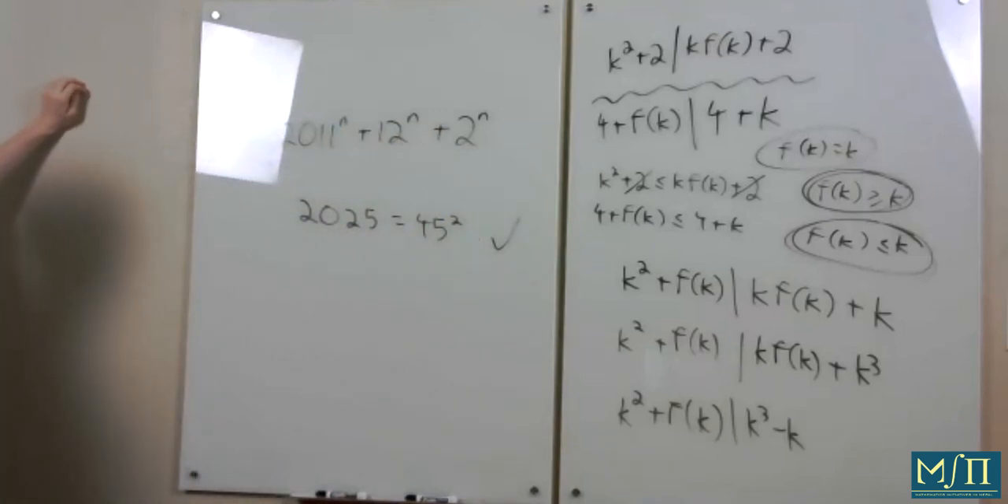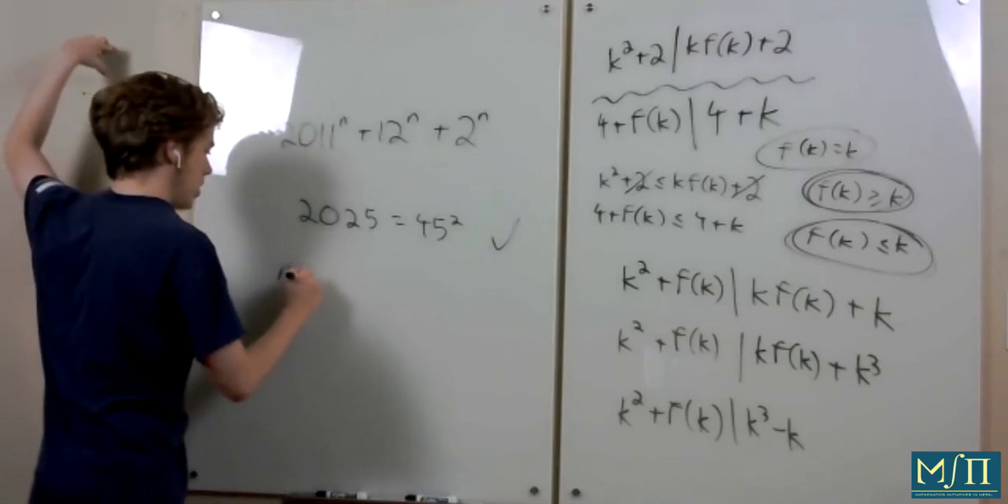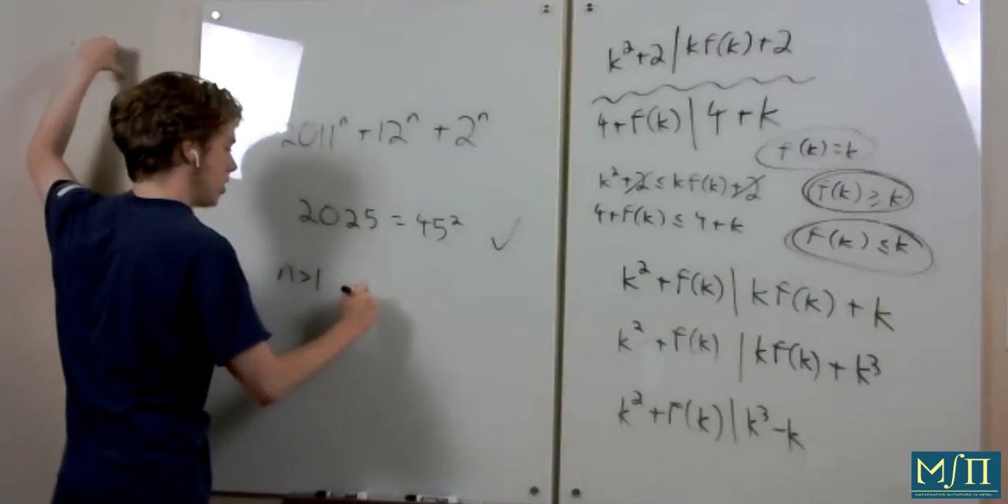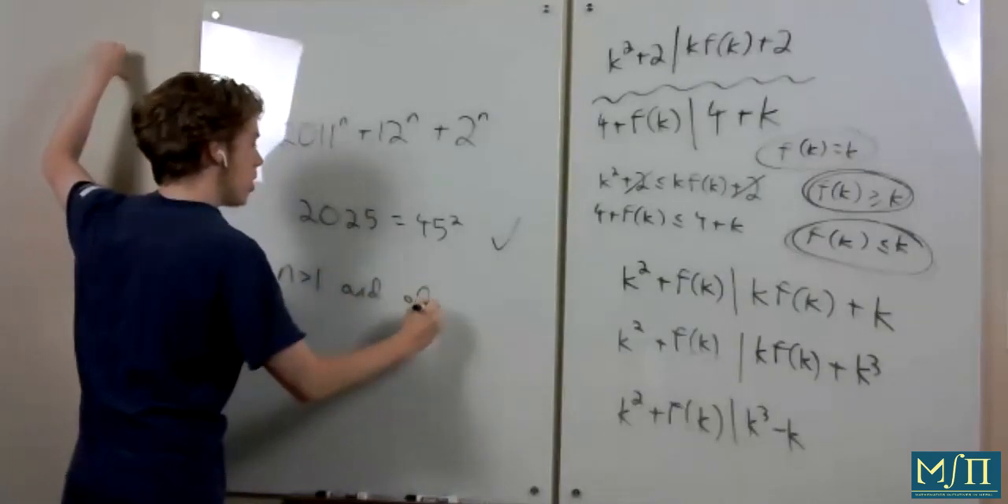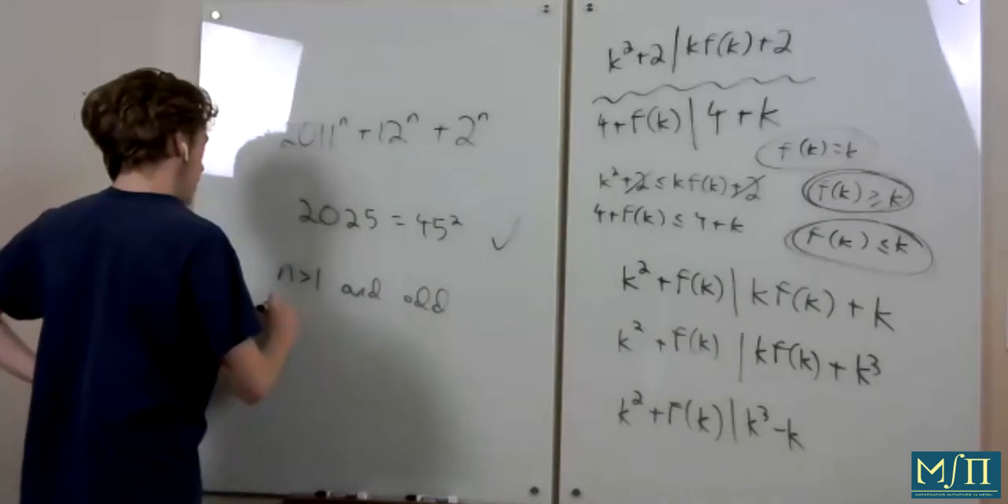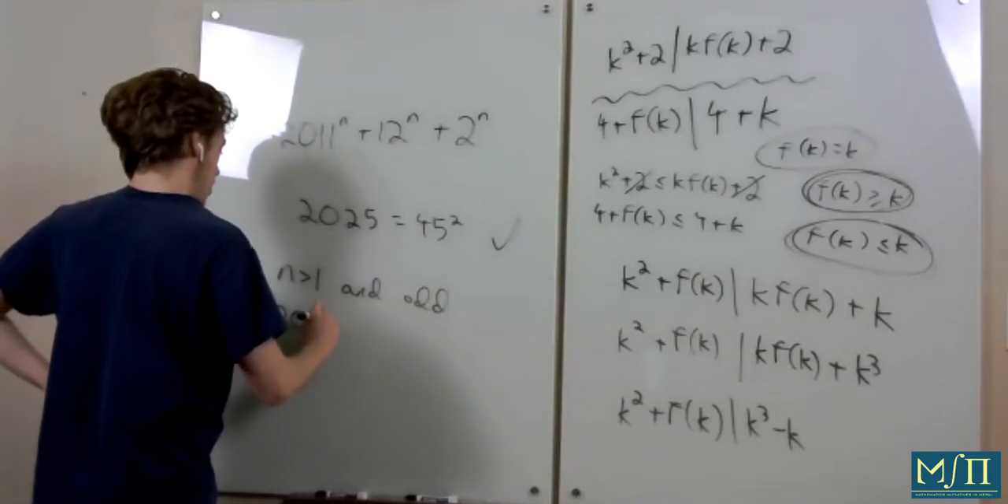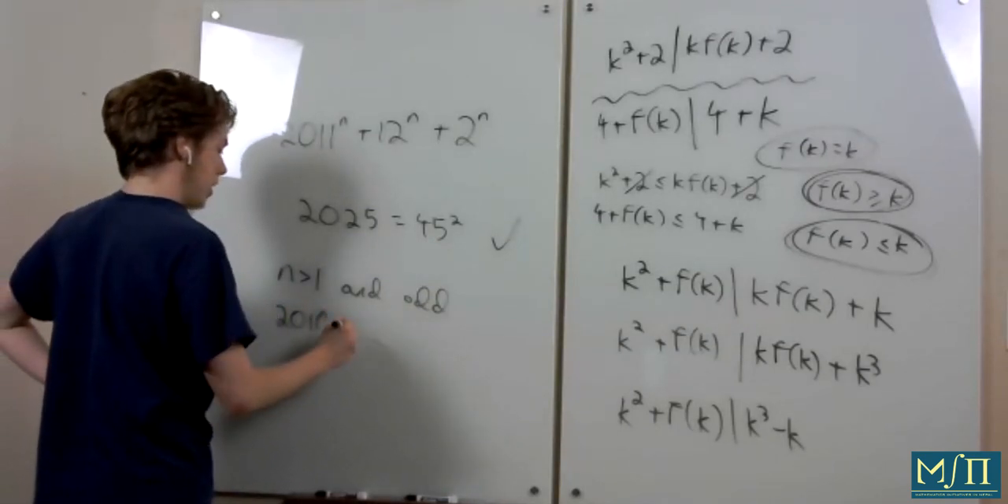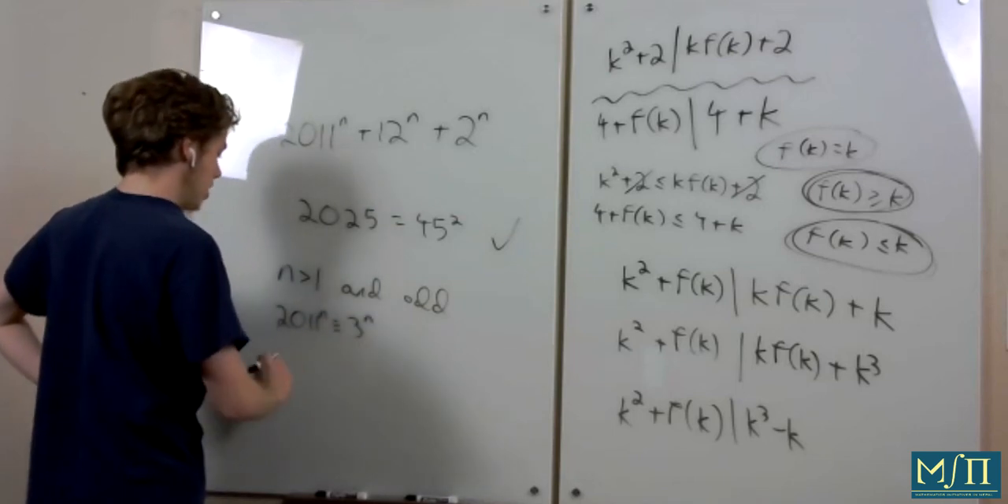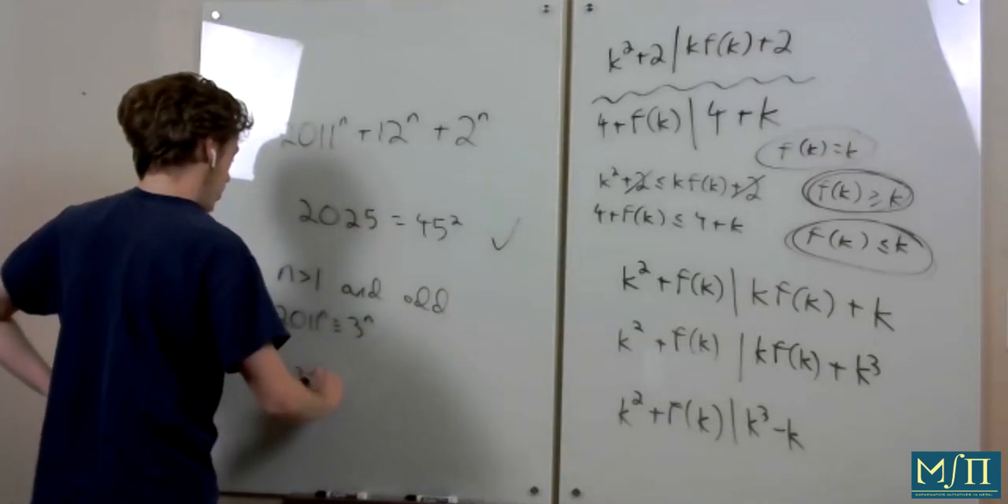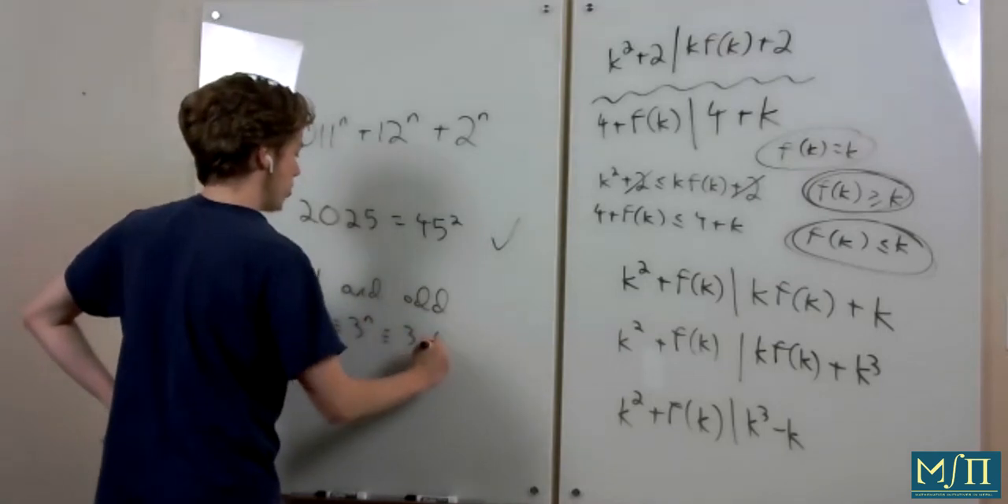And then for any other n, you can use this idea of looking at moduli. Basically, if n is greater than 1 and odd, then if we look modulo 4, 2011 to the n would be like 3 to the n, and it'll alternate 3, 1, 3, 1, 3, 1. And so this will be 3 mod 4 when n is odd.